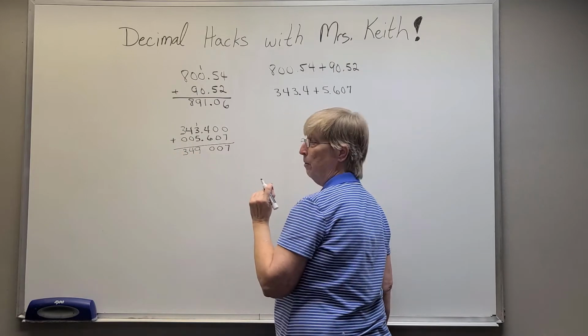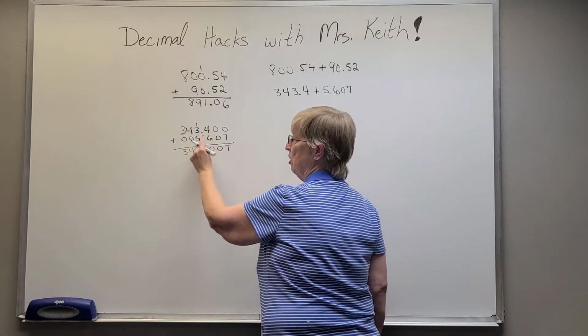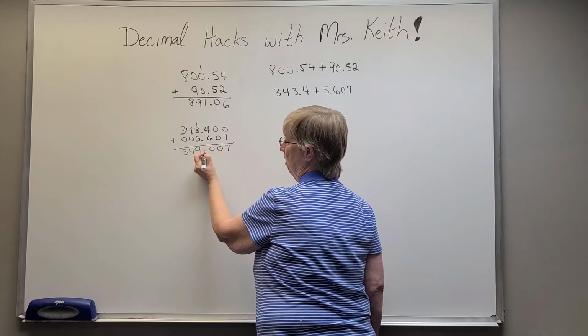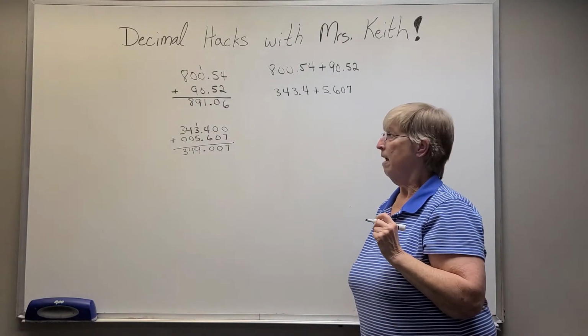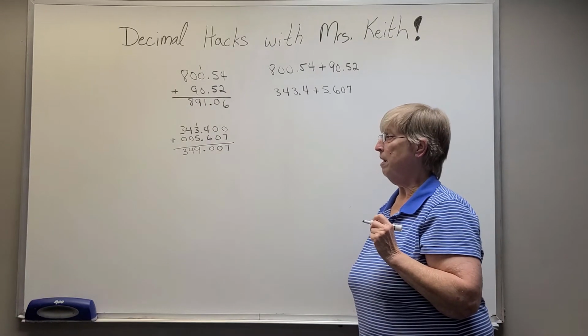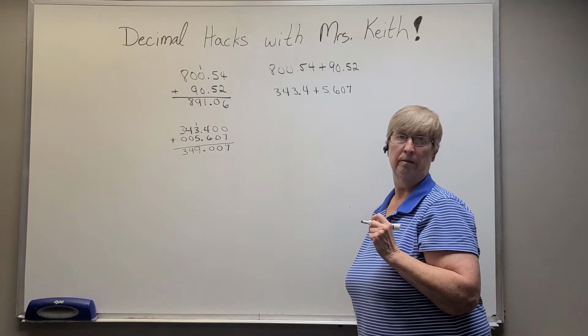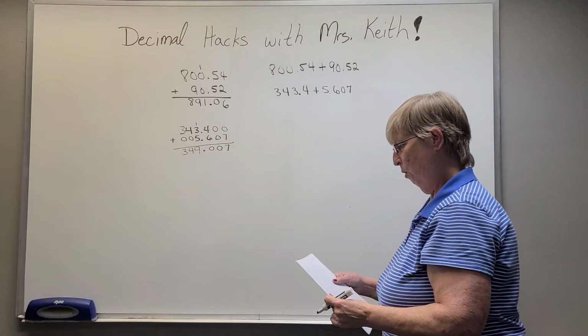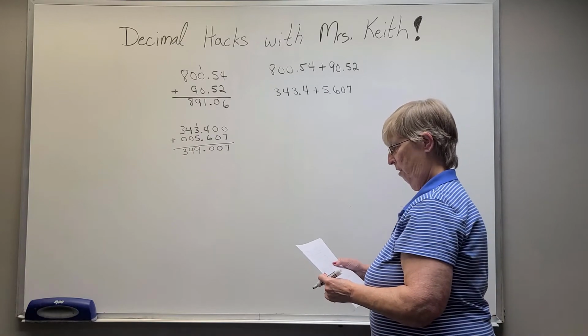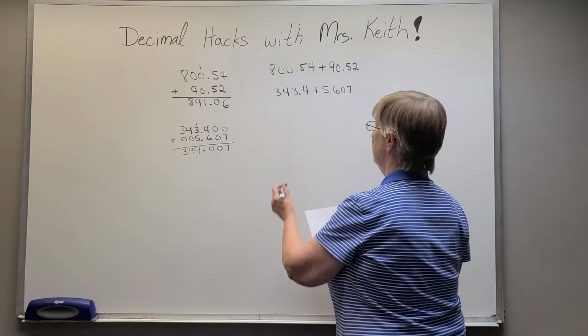Now we go back and put our decimal in. In addition, you line up the decimal with the problem. So it's going to go right underneath where the other two decimals were. And that's your final answer, 349.007. That one's a little bit different. All right, let's do one more in your addition. This one is a little bit different too.